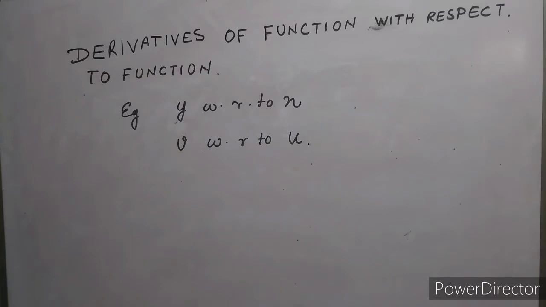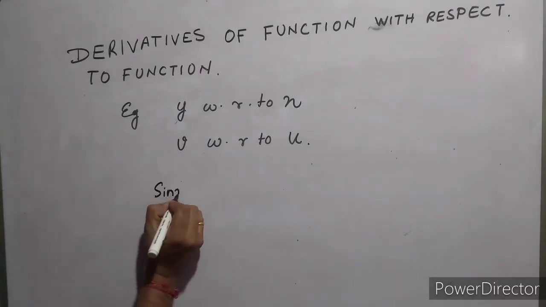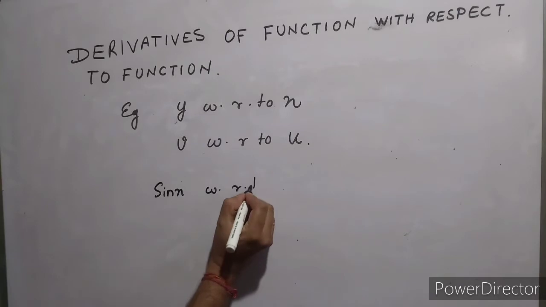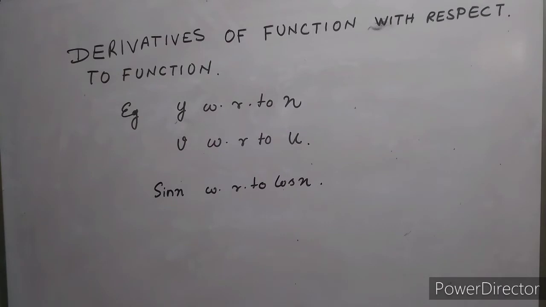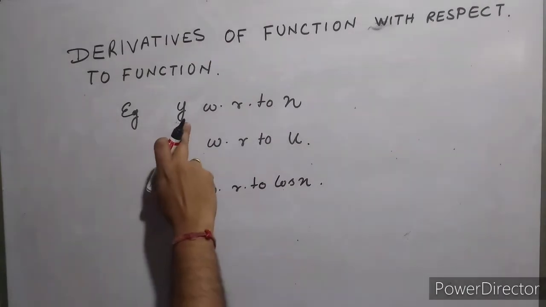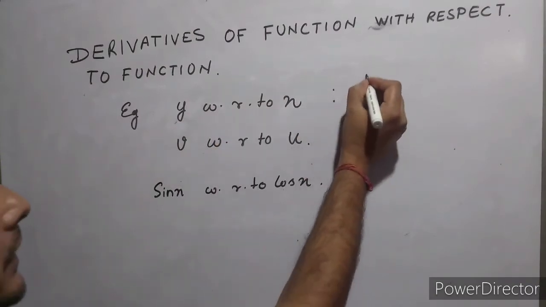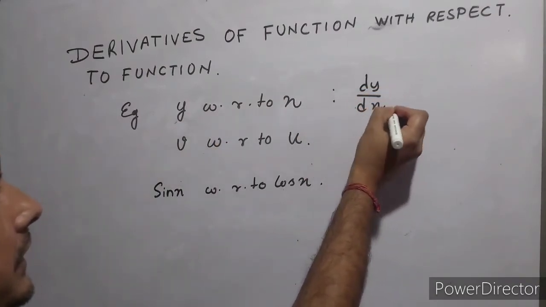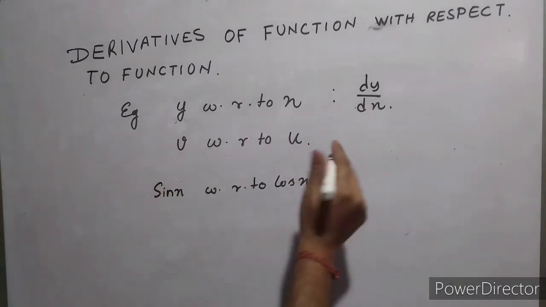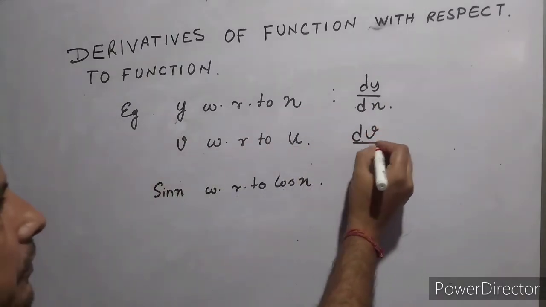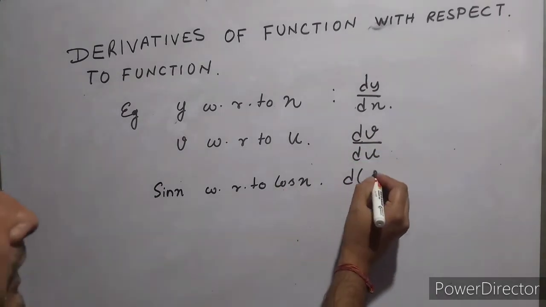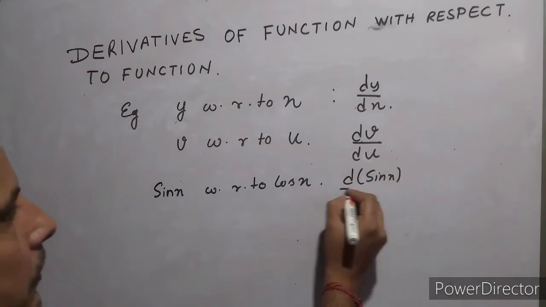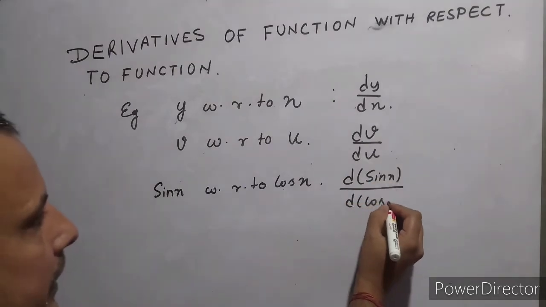Now, say differentiate sin x with respect to cos x, sin x with respect to cos x. So that. Now say this kind of questions that you will get. Y with respect to x means definitely we'll write dy upon dx. V with respect to u means dv upon du. Then sin x with respect to cos x means d of sin x over d of cos x.